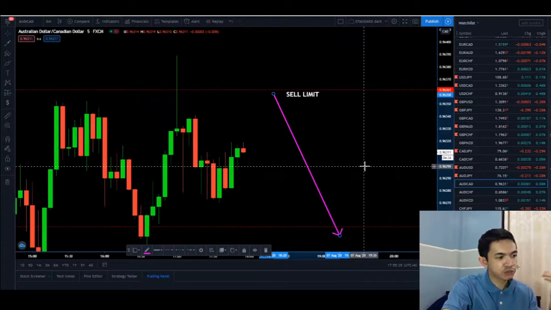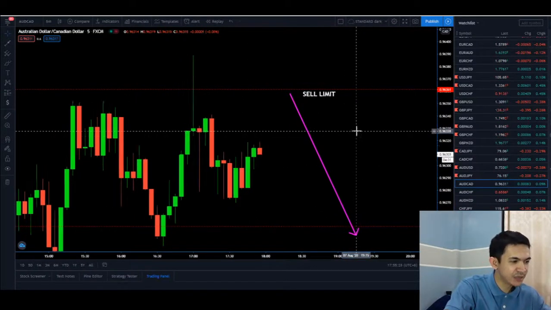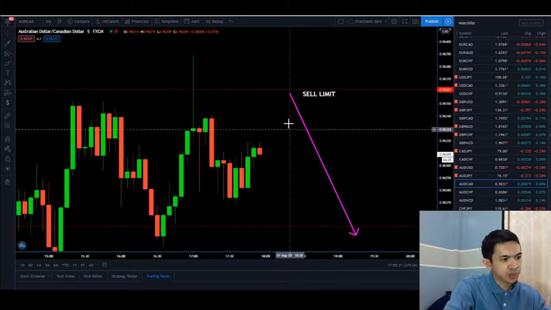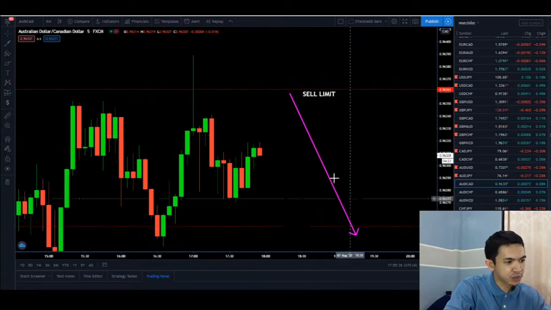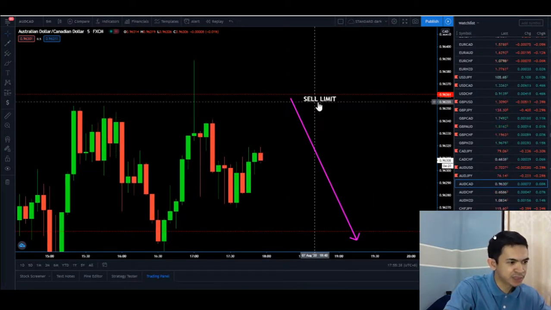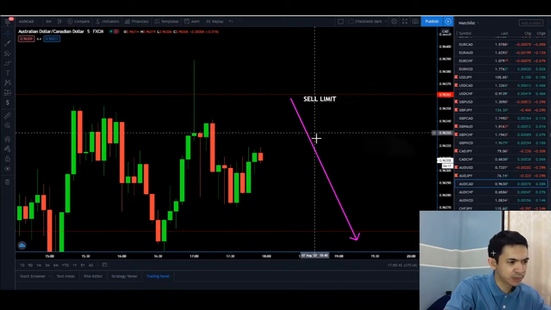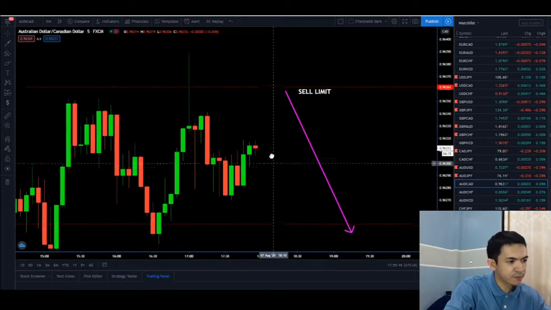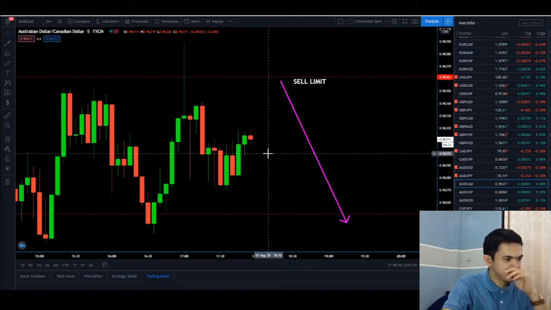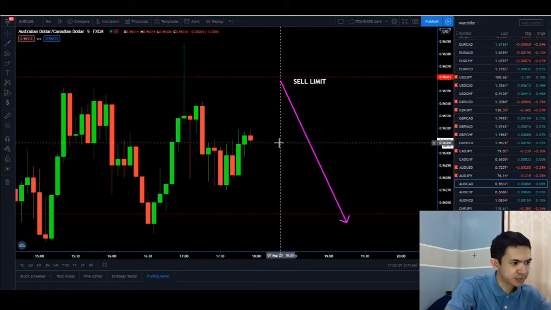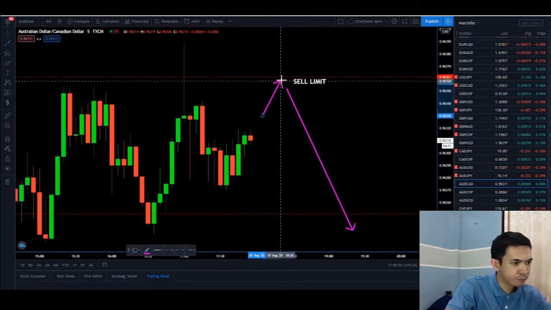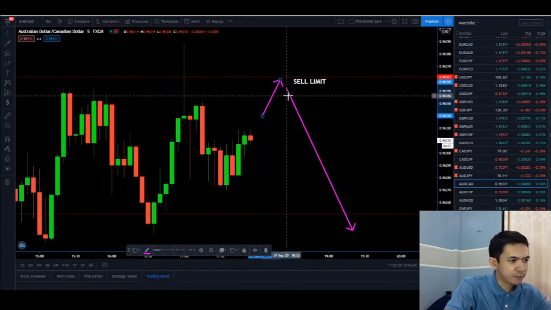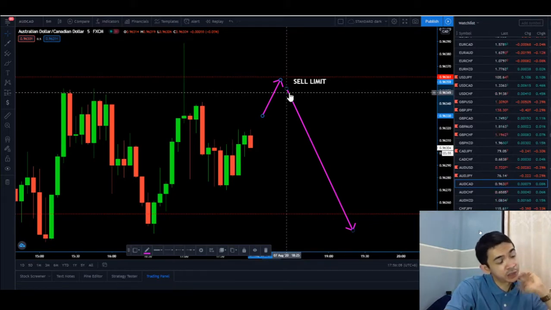In this case, if I'm going to short this price level, I'm expecting it to reach this level prior to the price going down, meaning I'm selling at a much higher, much better price, right? So if you're going to have a sell limit, it should be above the current price, meaning you're expecting the price to temporarily move up, to rally, before it drops off, right?